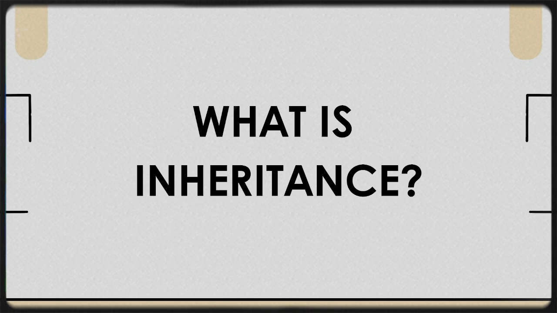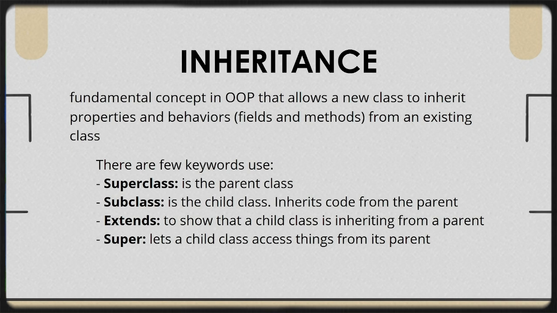Now we're going to be talking about what inheritance is in object-oriented programming. Inheritance is a fundamental concept in OOP that allows a new class to inherit properties and behaviors, like fields and methods, from an existing class. Let us look at a few keywords used in inheritance. First is the superclass. This is usually the parent class. Subclass is the child class, which inherits the code from the parent. Extends is to show that a child class is inheriting from a parent. And lastly, super lets a child class access things from its parent.